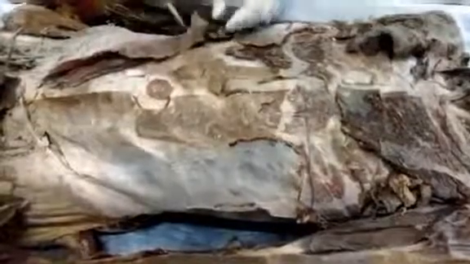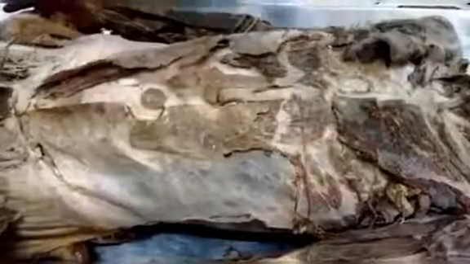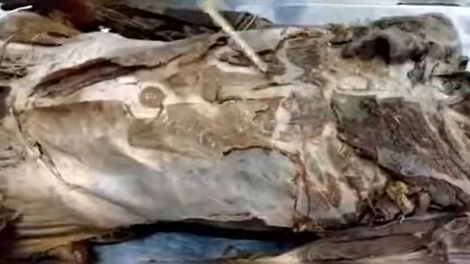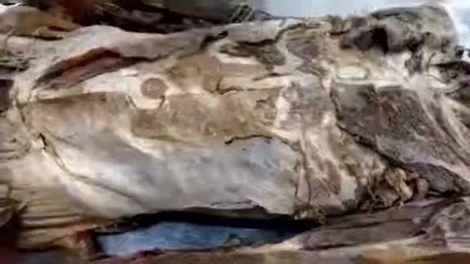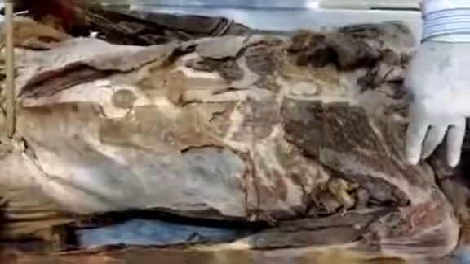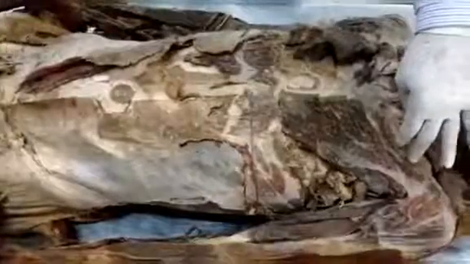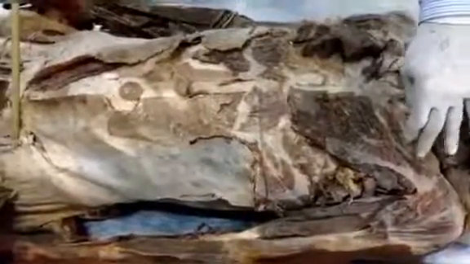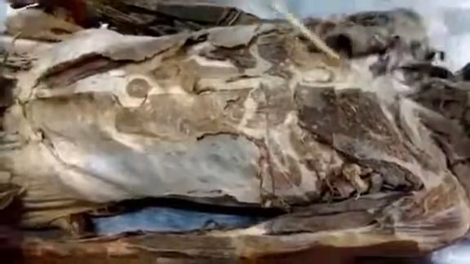Next, these are the important lines. For descriptive purposes, the anterior abdominal wall is divided into 9 regions by 2 vertical lines and 2 horizontal lines. The vertical lines pass from the midpoint of the clavicle vertically down to the inguinal ligament, and also pass through the mid-inguinal point. So mid-clavicular and mid-inguinal are the same thing. On the right side there is one, on the left side there is another. These are the vertical lines.